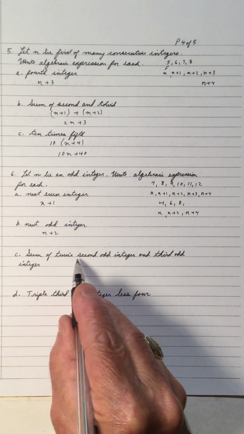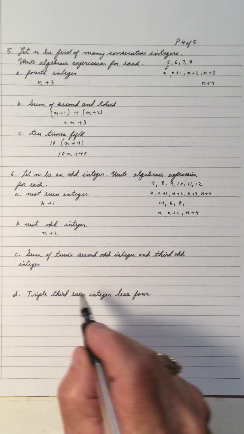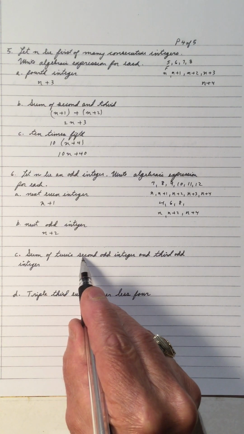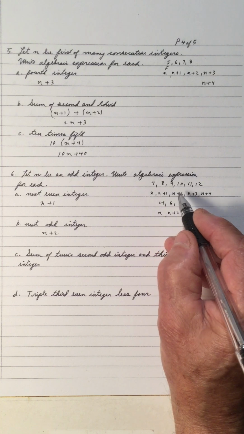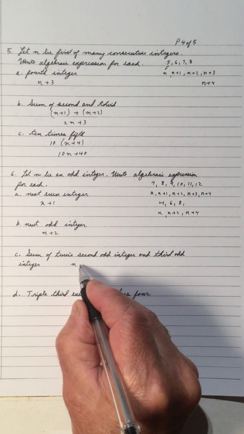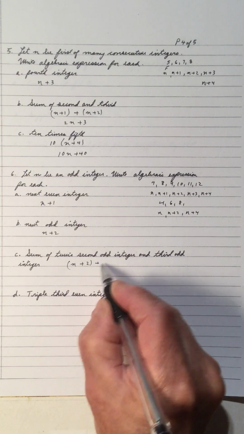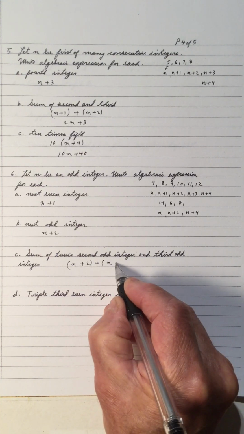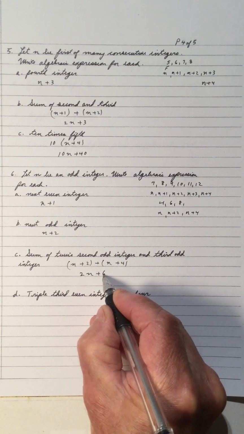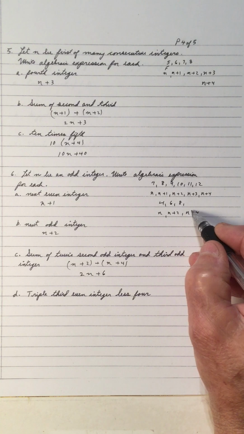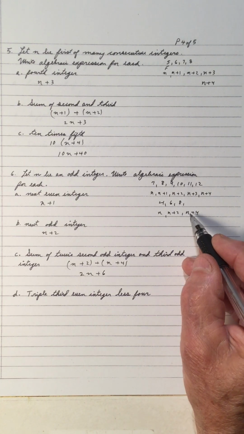C, the sum of twice the second integer and the third odd integer. Sum of twice the second odd integer. So the second odd integer is n plus 2. And the third odd integer is n plus 4. So that's 2n plus 6. Again, consecutive odd or even makes no difference. It's n plus 2, n plus 4.